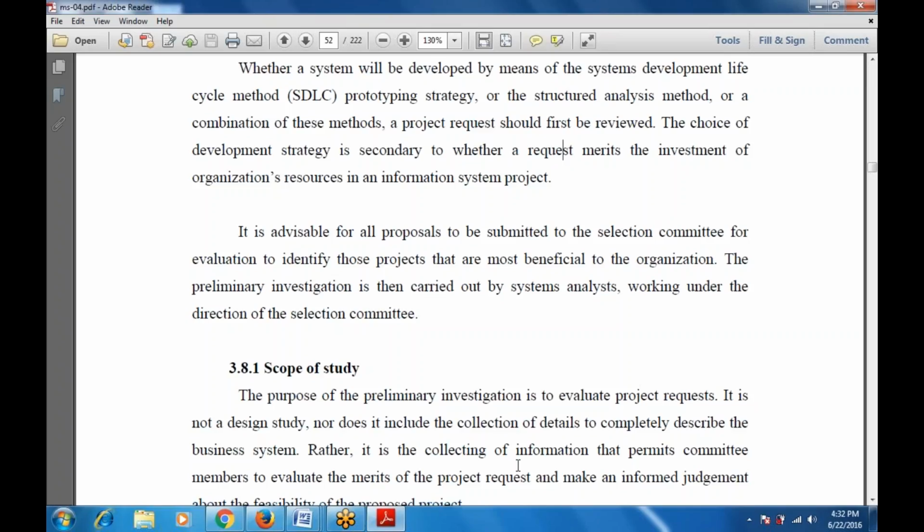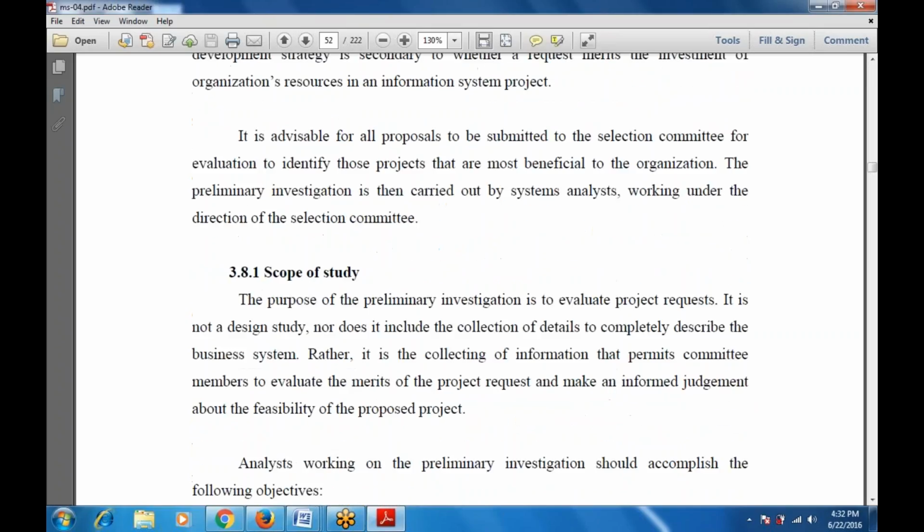This means it is not a design, it is only analysis. It also does not include the collection of the details to completely describe the business system. But it is a collection of the information, a collection of the material that permits the committee members to evaluate the merits of the project request and make some judgment about the feasibility of the proposed project or the system.